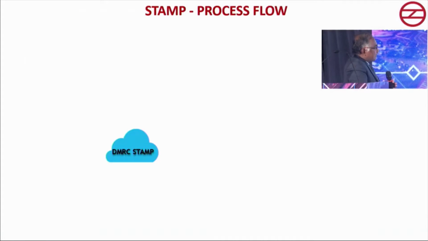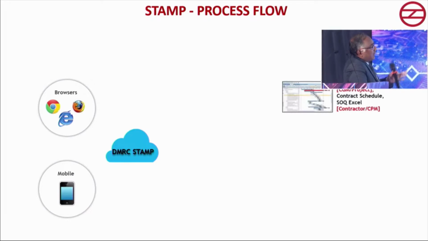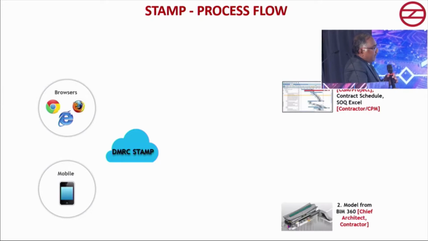So this is the process flow. Basically, Stamp is a cloud-based platform, and it can be accessed on your mobile as well as in browsers. As we said, initially we created a master schedule corridor-wise. Then, as soon as the contract is awarded, every contractor gives contract-wise schedules. Then the architectural models are prepared by the chief architect, and when they are given to the contractor, he prepares the structural BIM models.